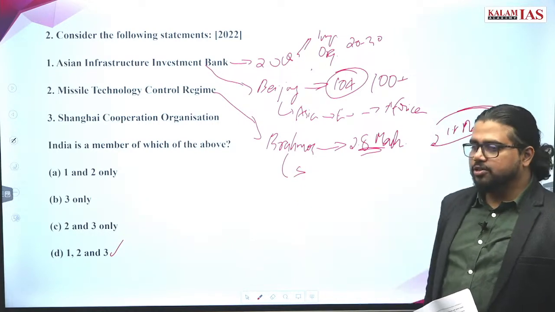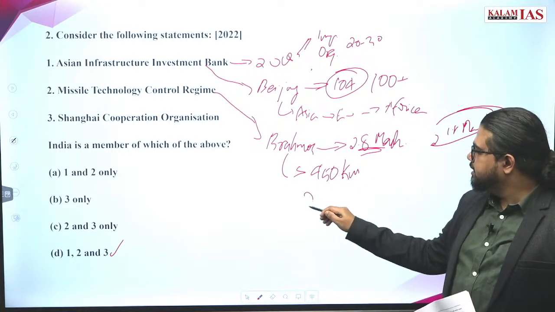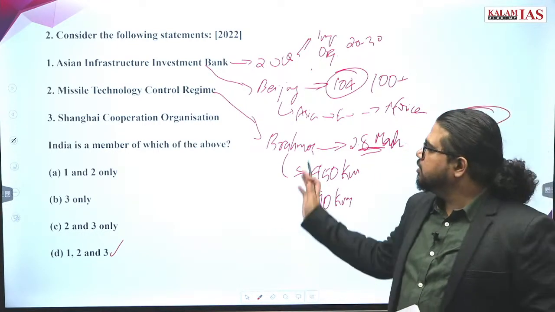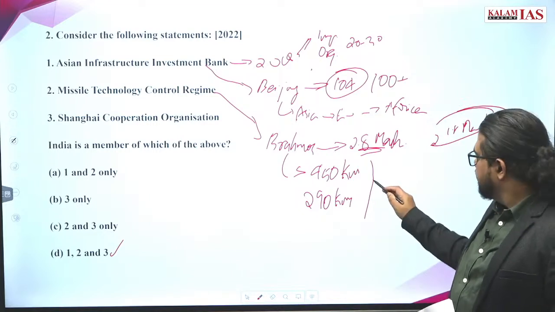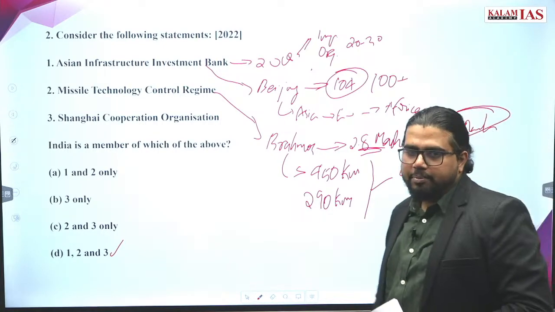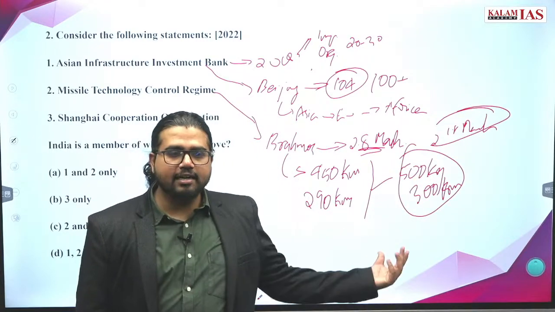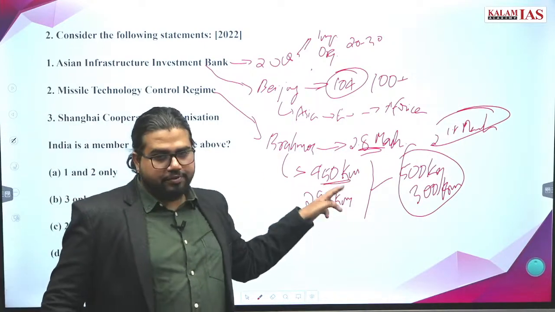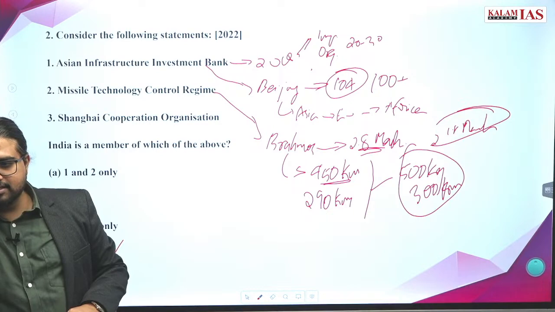Now why is it in news? Because we did the testing for 450 kilometer range. Earlier the range of BrahMos missile was 290 kilometer. Why was it kept at 290 kilometer? Because India was not a part of MTCR. MTCR restricts countries which are not a part of it from having technologies beyond 500 kg payload, 300 km range. If you are not a part of MTCR, you are not given access to technologies having more than this. So India kept the range of BrahMos missile at 290. Now India is a part of MTCR, we have done testing for 450 kilometers. Now the news is that it is going to be extended to 750, 800 kilometers.